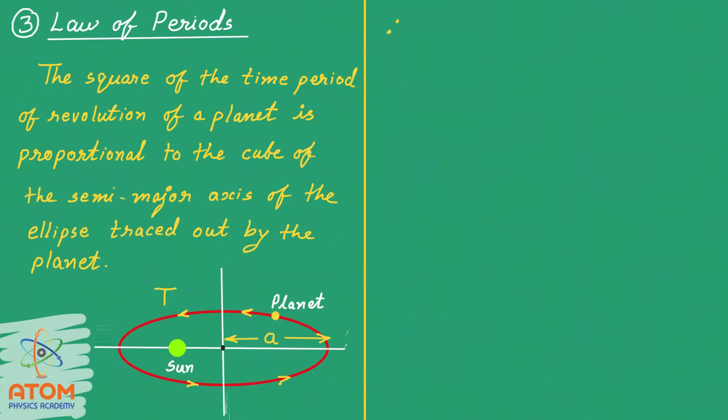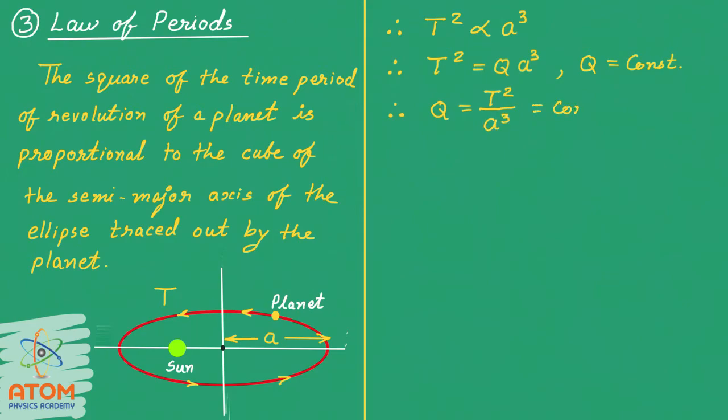That means here we can write that T square, that is the square of the time period, is proportional to the cube of semi-major axis, that means A cube. Obviously here we can put some constant, so I can write T square is equal to Q A cube, where Q is just a proportionality constant. So from this equation you can also write that Q will be equal to T square upon A cube, and that is going to be constant.